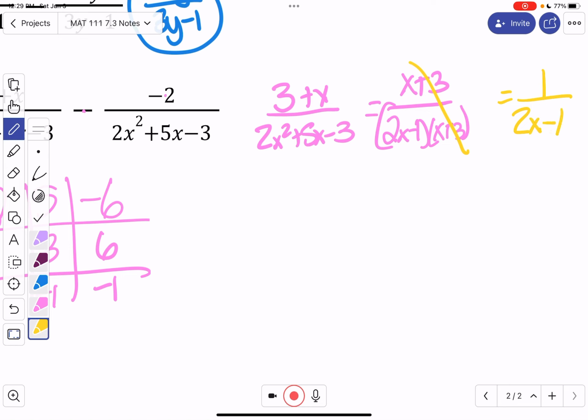When your denominators match, adding and subtracting is pretty straightforward. So let me know if you have any questions.